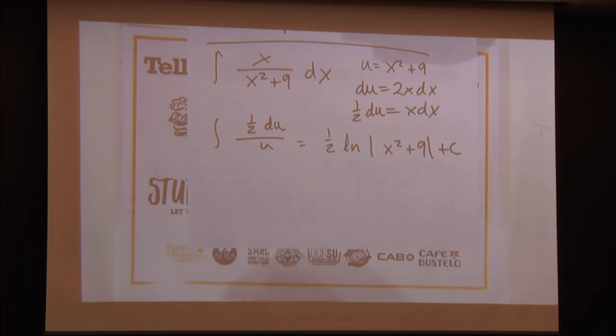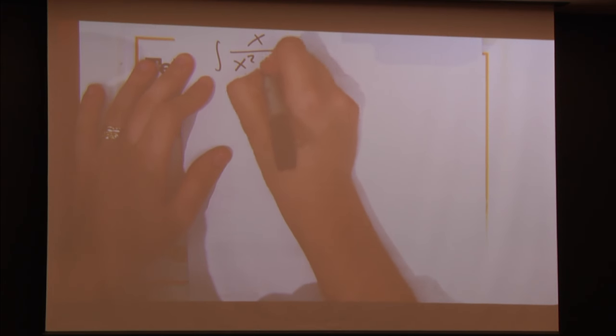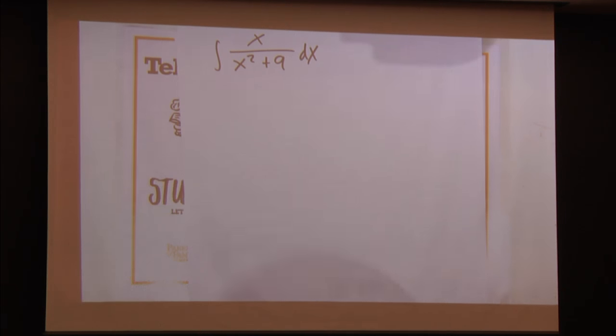That's not so bad. Trig sub's harder. That's okay. Okay, let's do it again, but with trig sub. We have the integral of x over x squared plus 9 dx. We want to do trig sub.